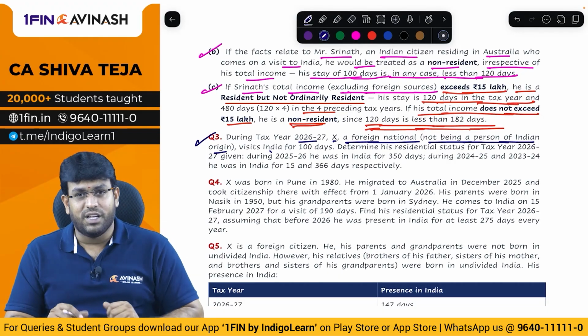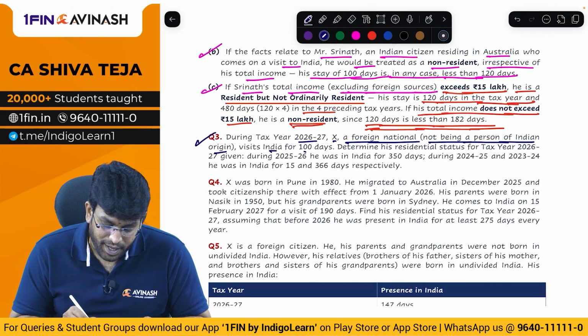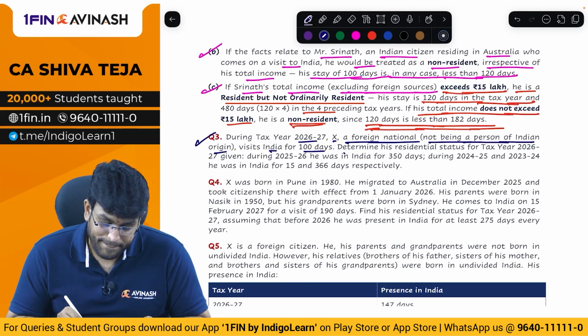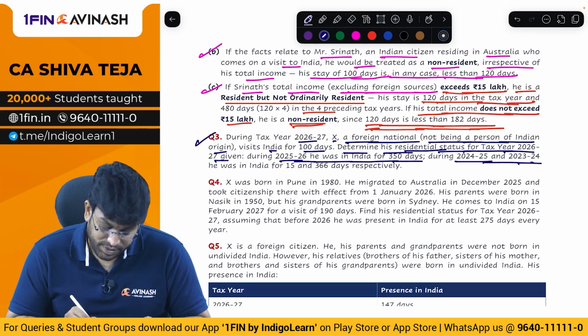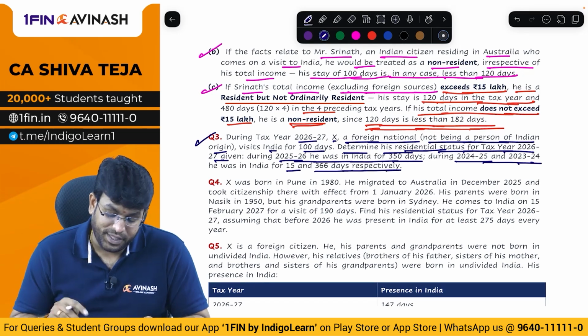Both basic conditions are available. Visits India for 100 days. Determine his residential status for tax year 26-27. Given that in 25-26 he was in India for 350 days, and 24-25 and 23-24 he was in India for 15 days and 366 days respectively.